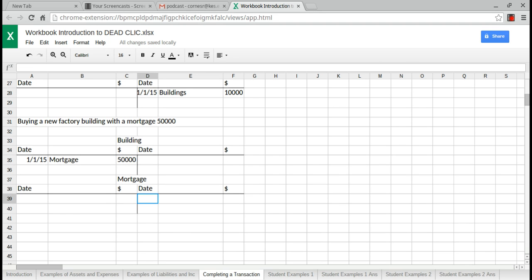Mortgage is quite straightforward this one because it's a liability, it's a form of loan, so we just follow the normal straightforward debit and credit rules. I'm increasing a liability, so put the date in, put the opposite account, buildings, and put the 50,000, which is the transaction amount in, and we've got both a debit and a credit entry.